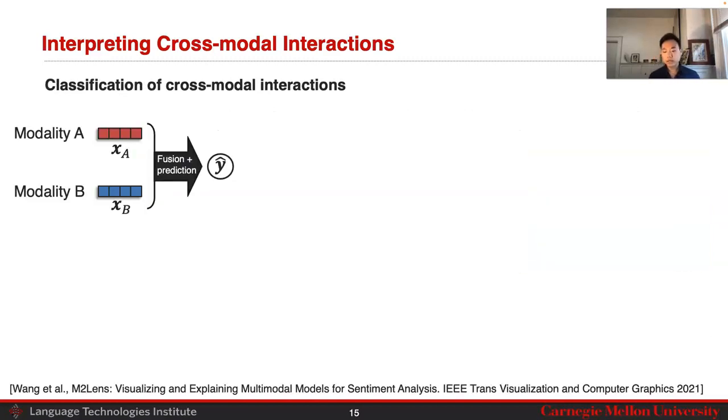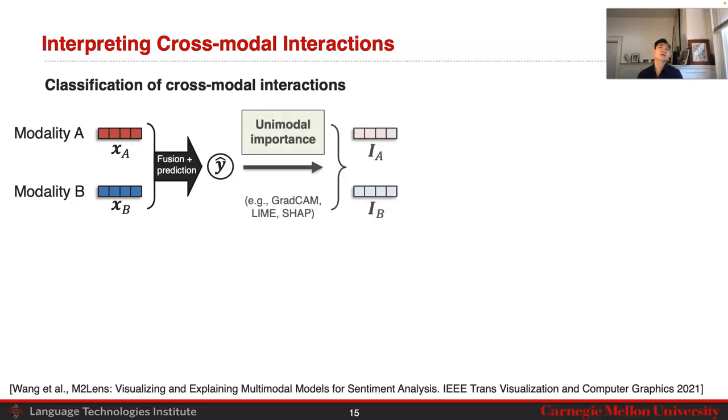And there are certain other ways of capturing these cross-modal interactions beyond this one. This paper called M2 Lens goes into a deeper perspective, essentially taking a model and using methods to judge the unimodal importance in these models. That gives you the influence of your first modality and the influence of your second modality. This can be done using any unimodal interpretation method, like gradients or LIME or Shapley values. And then you can start doing analysis on these cross-modal interactions.